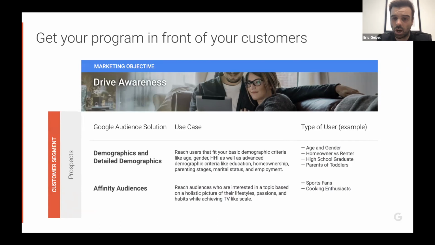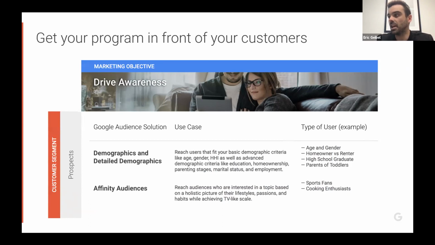Affinity audiences are awesome, right? So affinity audiences allow you to reach audiences who are interested in a particular topic based on a holistic picture of their lifestyle. So this is based upon what are they searching for on Google, what videos are they watching on YouTube, what websites are they visiting. We're able to group folks into affinity audiences.